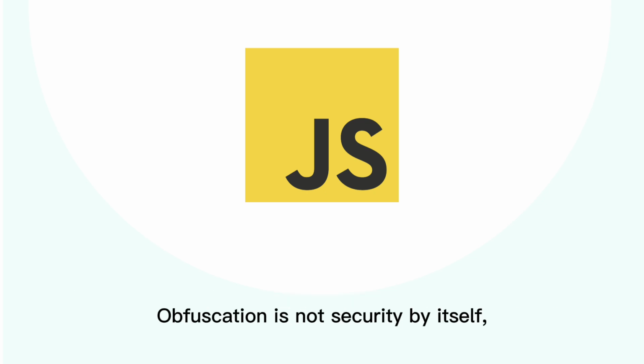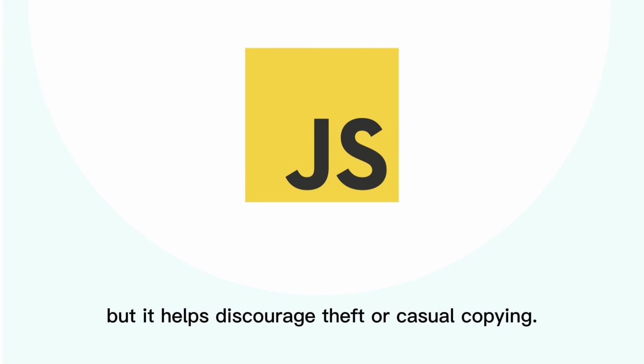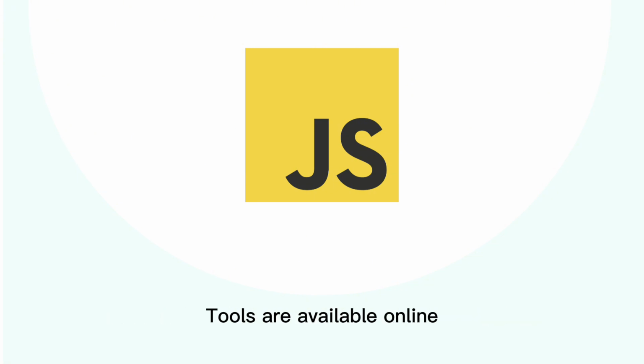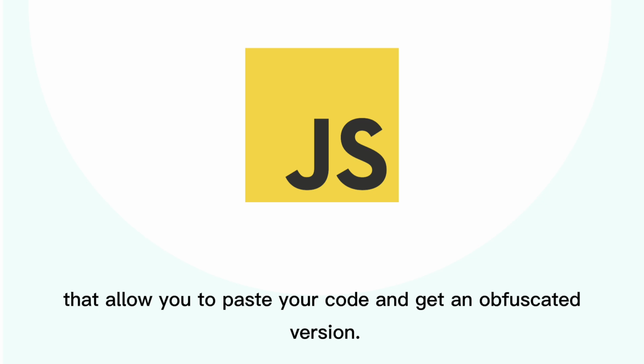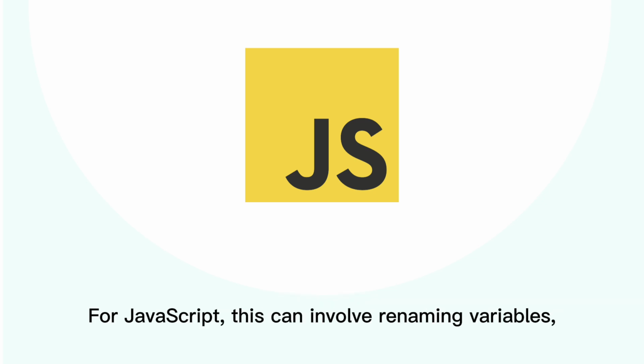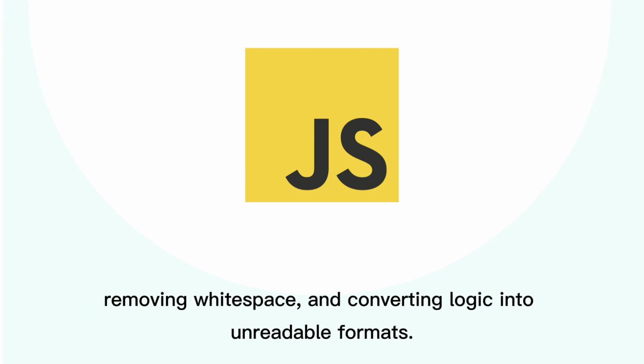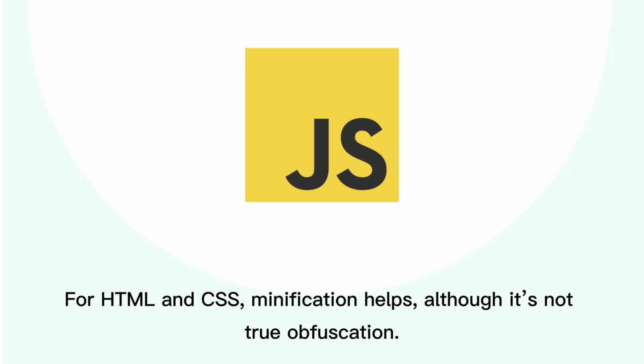Obfuscation is not security by itself, but it helps discourage theft or casual copying. Tools are available online that allow you to paste your code and get an obfuscated version. For JavaScript, this can involve renaming variables, removing whitespace, and converting logic into unreadable formats. For HTML and CSS, minification helps, although it's not true obfuscation.